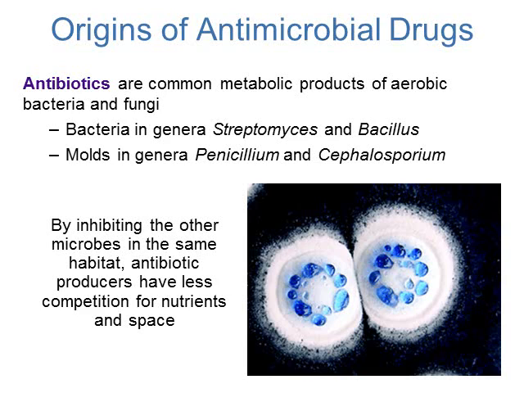So these antibiotics, their original purpose was to inhibit the growth of other microbes in the same habitat. So these antibiotic producers produce the antibiotic to keep other organisms away so they have less competition for nutrients and space in that area. So they're just natural products produced by living things. And this image shows a mold, and that blue liquid that's coming out, that's an antibiotic that's being produced by this mold.